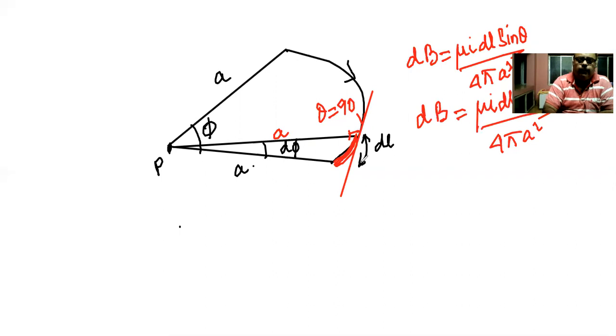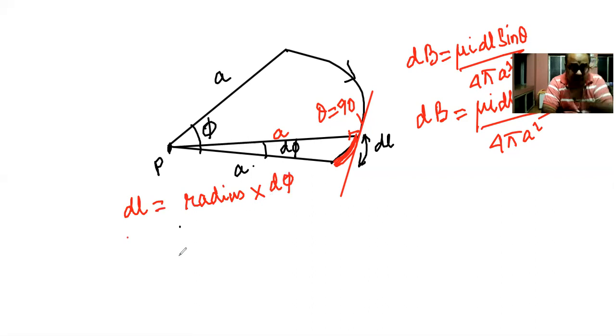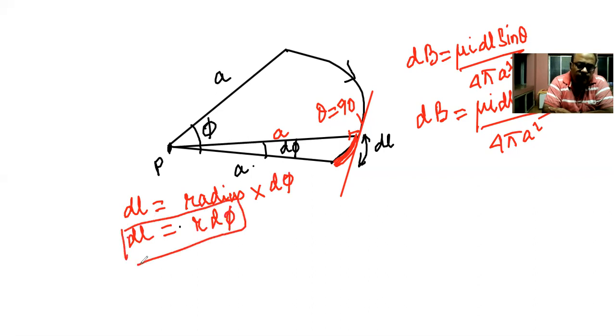So now we have to find this dl. Can I not write, because dl is the length of the small arc, which you know is equal to radius into the angle. So radius into d phi, and the radius over here is a. So dl is equal to a d phi.